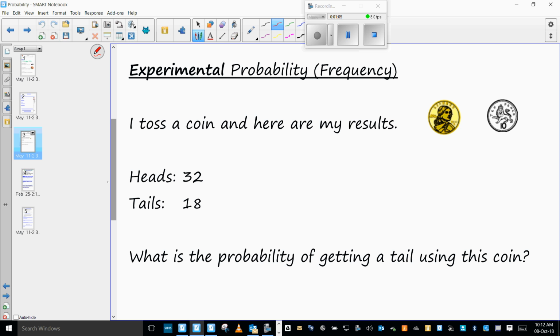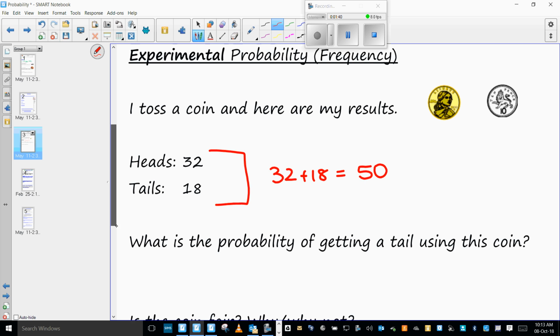So, first of all, my question to you is, how many times did I toss this coin? How do we work out how many times I actually tossed the coin up in the air? Sarah? Well, you have to add 32 and 18 together, and that would give you 50. Lovely. So I tossed this coin 50 times. I found that I got 32 heads and 18 tails. So the question is, what is the probability of getting a tail using this coin? Does anyone want to suggest what they think might be the answer?